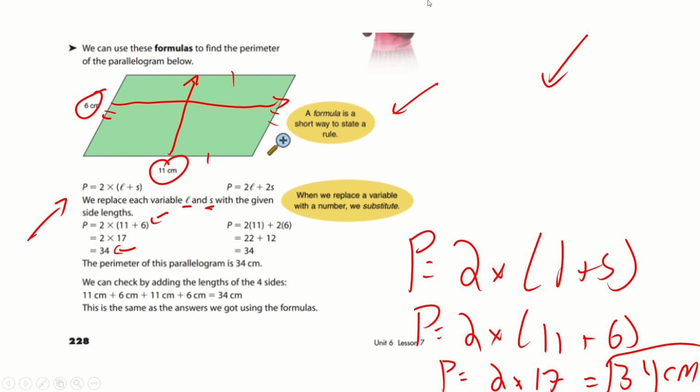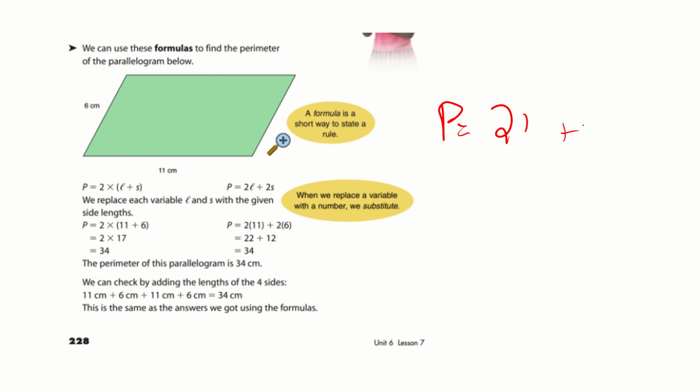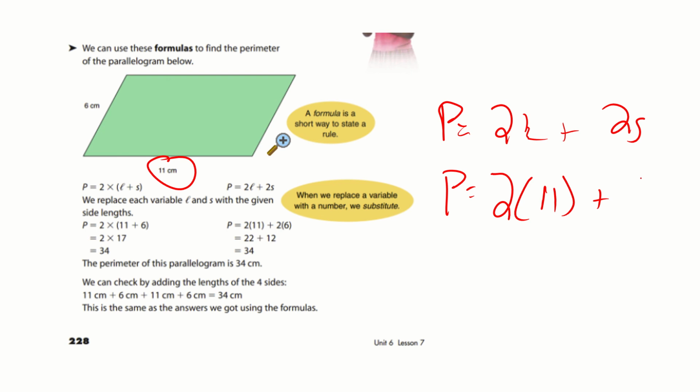Perimeter is all the side lengths combined. The other formula that they've suggested is you could go P equals 2L plus 2S. And what this is, guys, is P equals 2 brackets, and then you put the length of the long, which is 11, plus 2 and the short, which is 6.